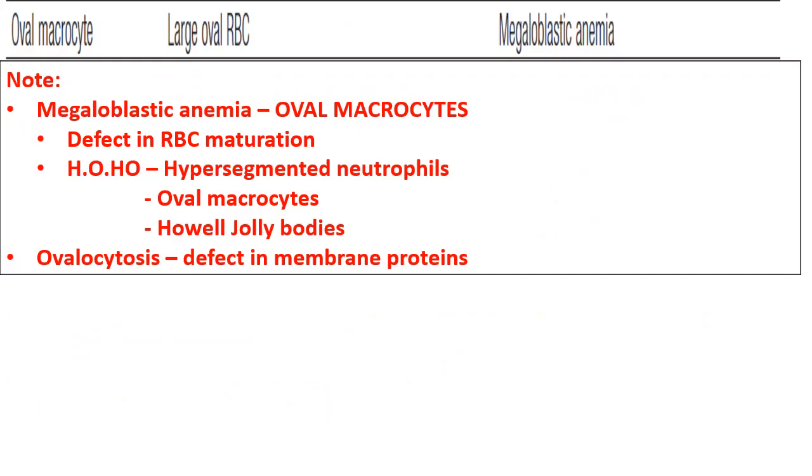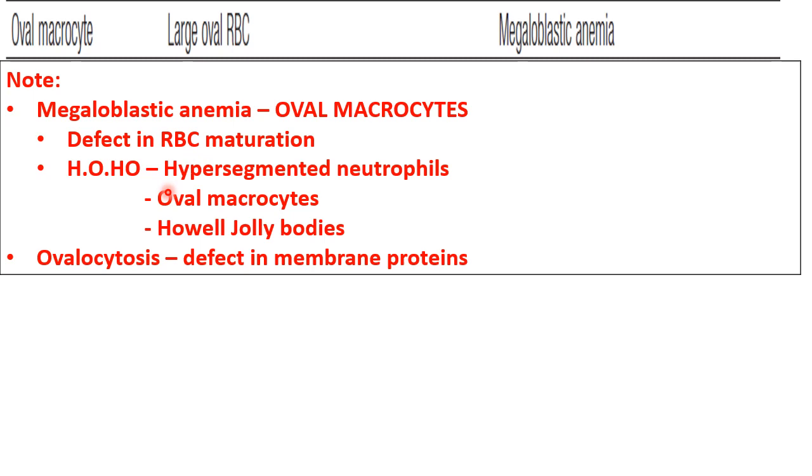Okay, dito tayo sa oval macrocyte, no? Oval macrocyte can only be seen in megaloblastic anemia. Aside from oval macrocyte, meron pa tayong ibang derangement. May makikita kang hypersegmented neutrophil and Howell-Jolly bodies. So, ang mnemonics natin before, no, HoHo: H, hypersegmented neutrophil, O, oval macrocyte, HO for Howell-Jolly bodies. And all of this derangement is caused by a defect of your RBC maturation.